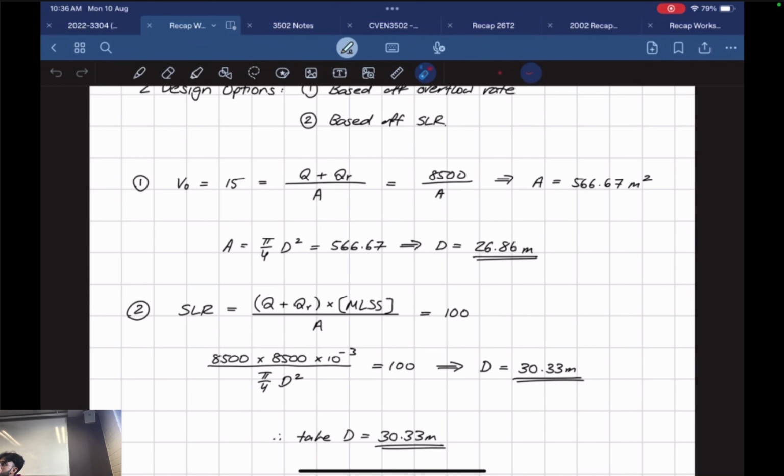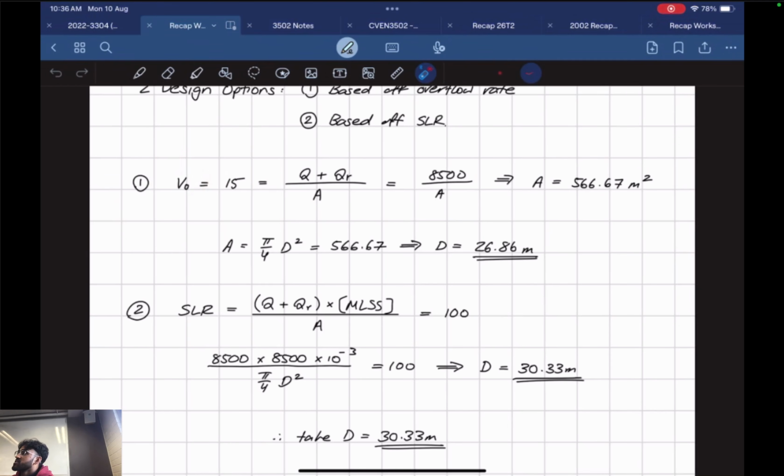What was the formula for overflow rate again? This one up here is Q on A. It's just your total Q divided by your area. But it's like a total, right? Yeah, Q plus Q.